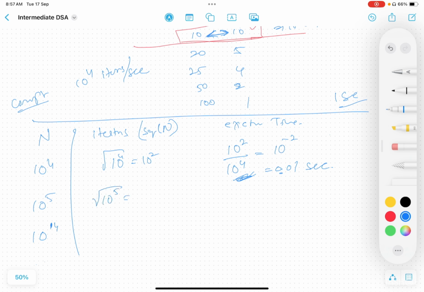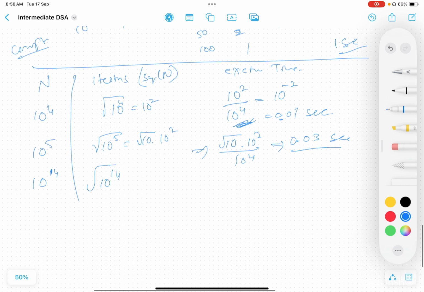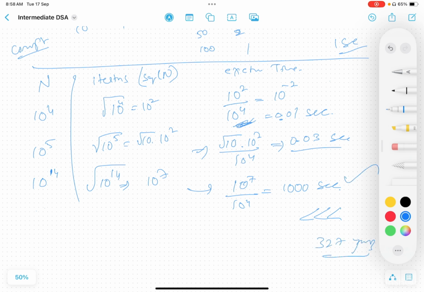Now square root of 10 power 5, which is root 10 into root square. Again this is root 10 into 10 square by 10 power 4, which is root 10 is 3.14 into 0.01, which is 0.03 seconds approximately. Now it is 10 power 14 under root, which is 10 power 7. So 10 power 7 by 10 power 4, which is equal to 1000 seconds, which is much less than 327 years. Did we achieve the execution time? Yes, we have done it.